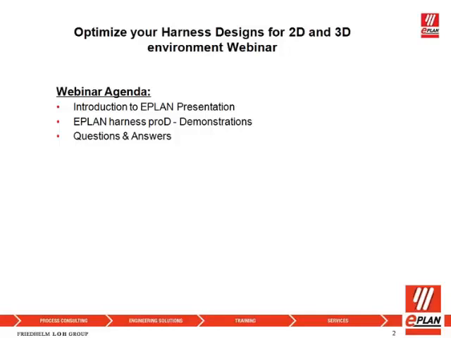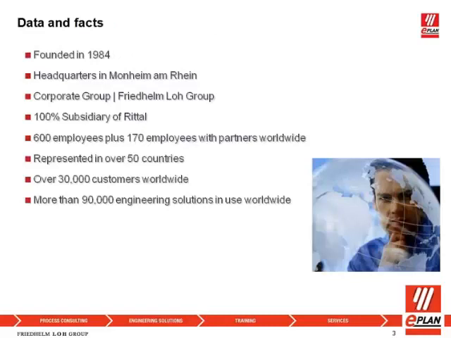ePlan was founded in 1984, and we are based out of Monheim, Germany. We are part of the Freedom Low Group, and we are also a subsidiary of Vertal. ePlan has over 600 employees and is represented in over 50 countries with over 30,000 customers worldwide.